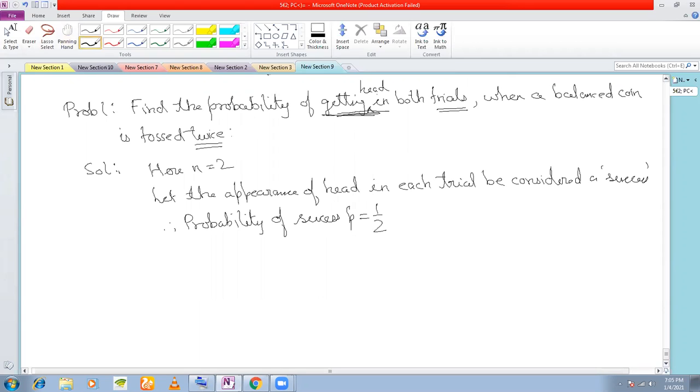Now let's see how many successes are there. Look at the question once again: find the probability of getting head in both the trials. So in both the trials, you're getting a success. That means here, what is the value of r? There are two trials, so the number of successes must also be equal to 2.